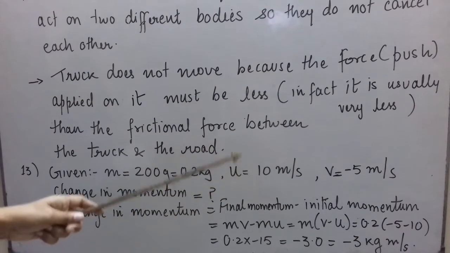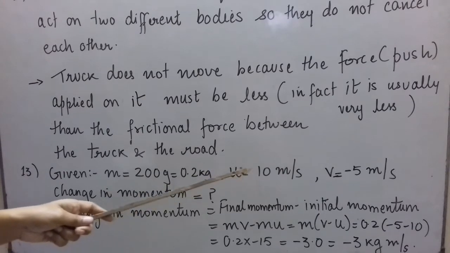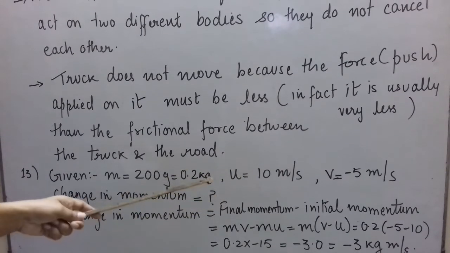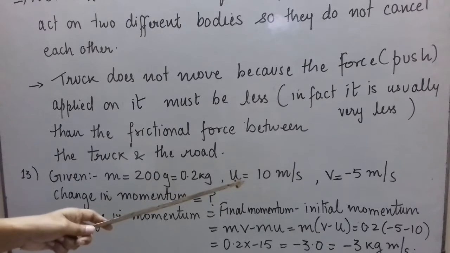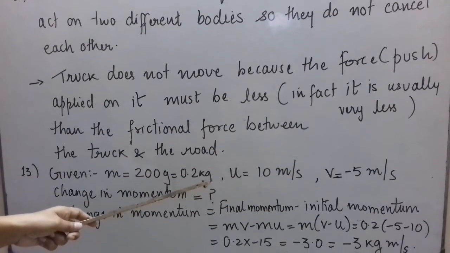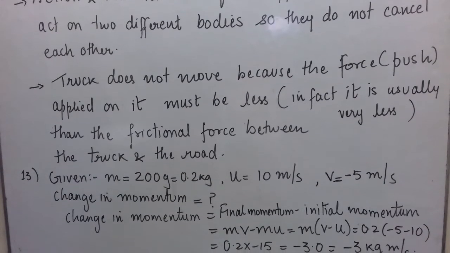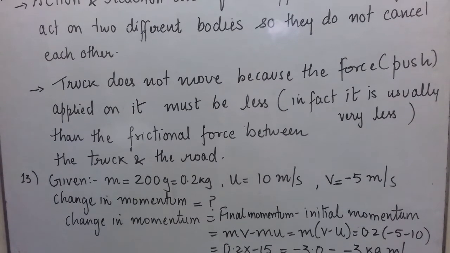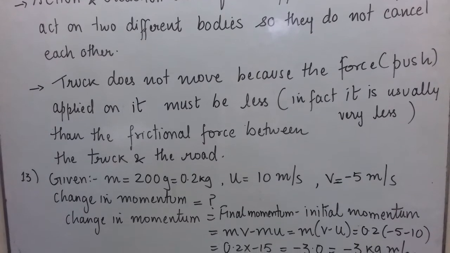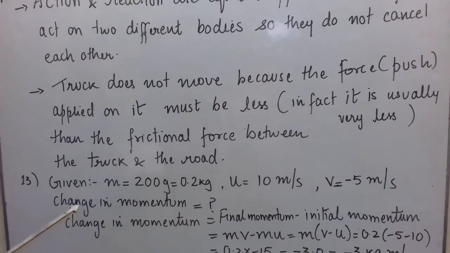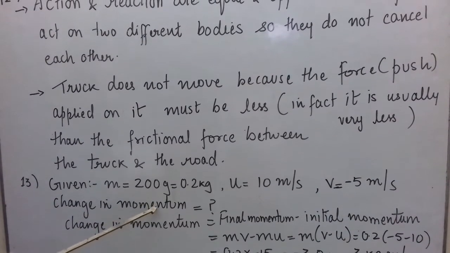If you don't put the negative sign there, the complete answer will go wrong. u is 10 meters per second, but v, as it is in the opposite direction of u, should be minus 5 meters per second. Now the question is, calculate the change in momentum of the hockey ball by the force applied. So you have to find the change in momentum.